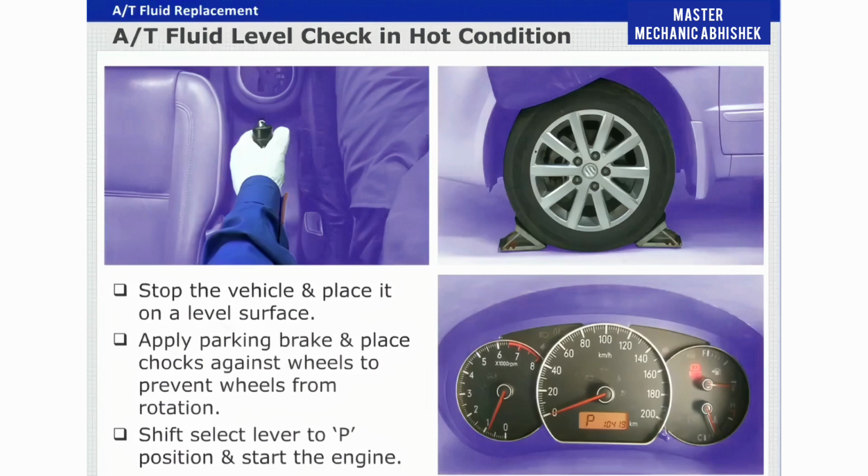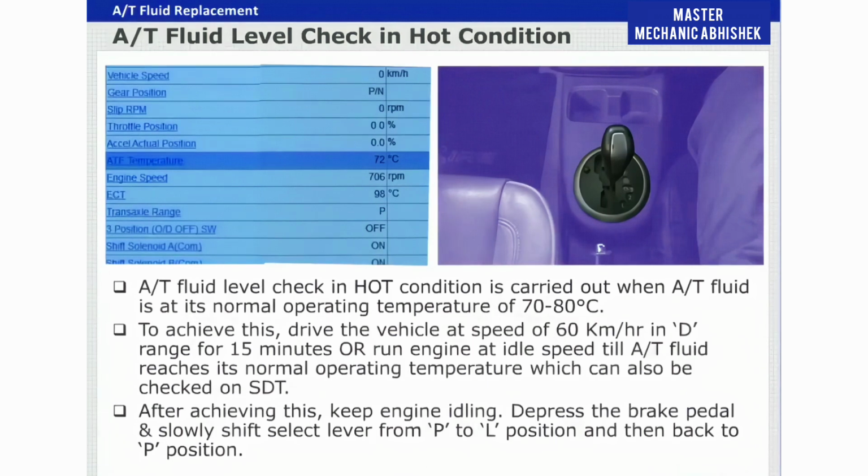AT fluid level check in hot condition. Stop the vehicle and place it on a level surface. Apply parking brake and place chocks against wheels to prevent wheels from rotation. AT fluid level check in hot condition is carried out when AT fluid is at its normal operating temperature of 70 to 80 degrees Celsius.